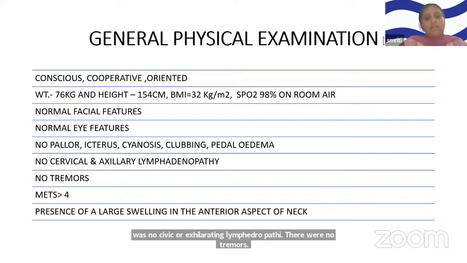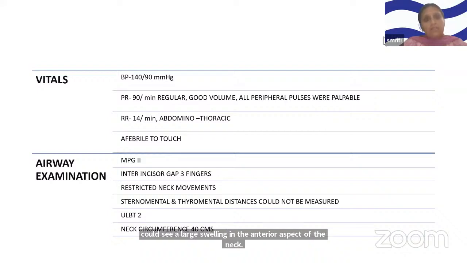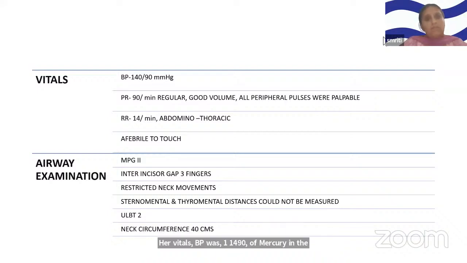We could see a large swelling in the anterior aspect of the neck. Her vitals: BP was 140/90 millimeters of mercury in the sitting position in the left arm. Pulse was 90 per minute. Her respiratory rate was 14, and she was afebrile to touch.